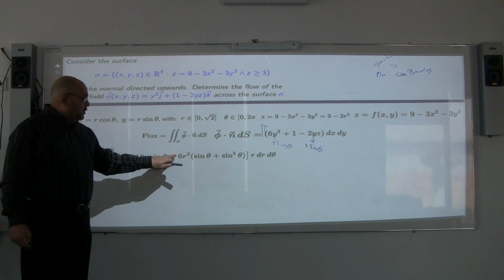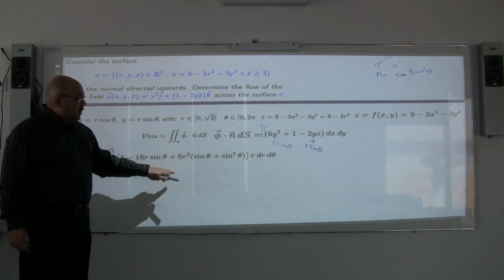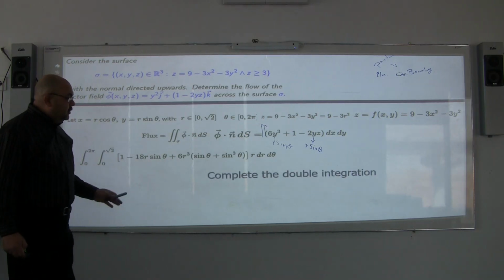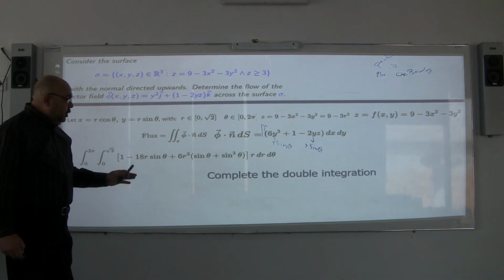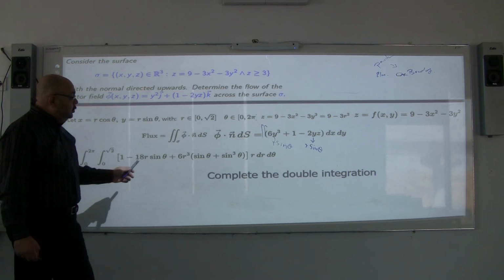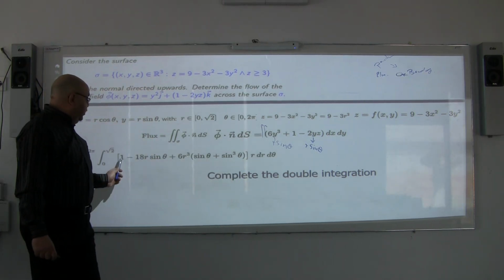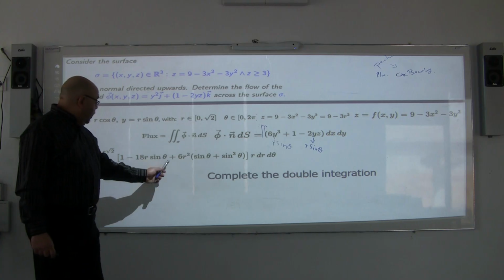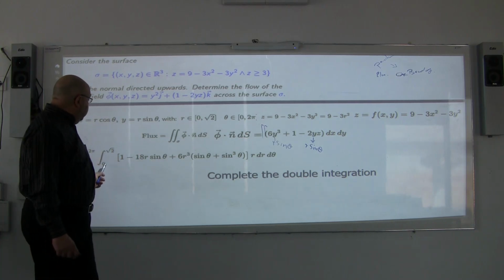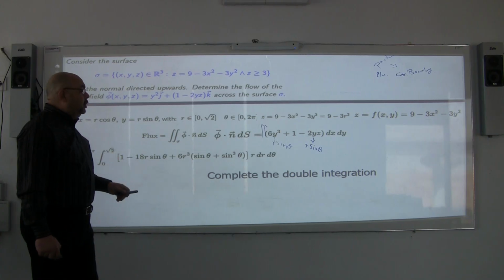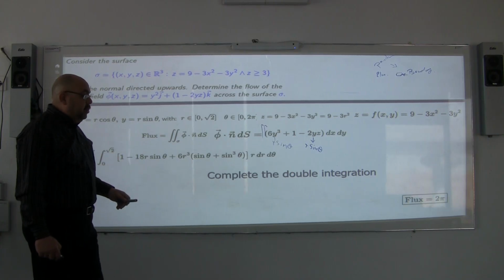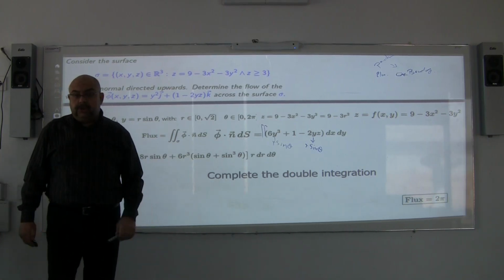Here we go. This is 6 r squared times sine theta plus sine 3 theta, and so on. Completing the double integration is really very simple. All I have to do is integrate with respect to r, and this is doable because you will have r squared and r cubed, making the substitution from 0 to root 2. And then I will integrate with respect to theta in the other direction. I will get the flux, which is 2 pi.